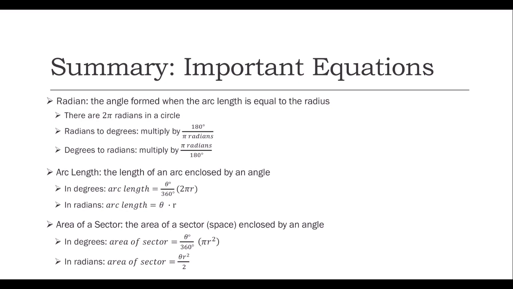The area of a sector is the space enclosed by an angle. In degrees, it'll be theta over 360 times pi r squared. And in radians, it'll be theta times r squared over 2.